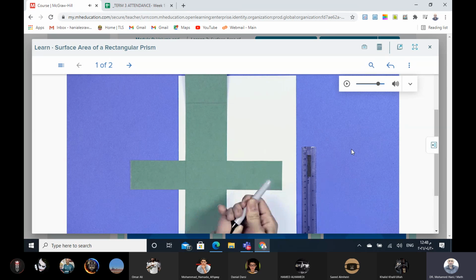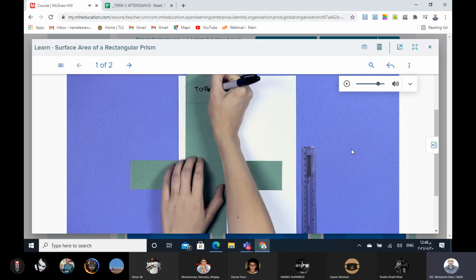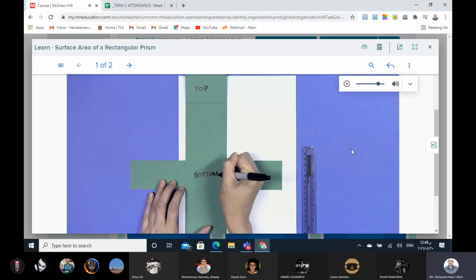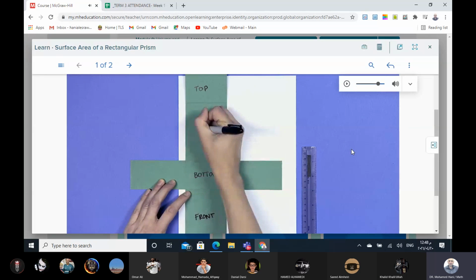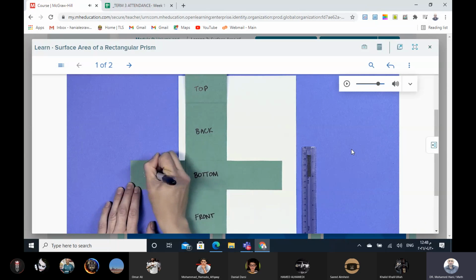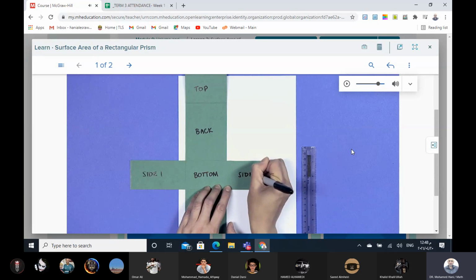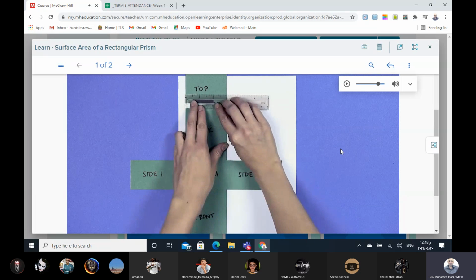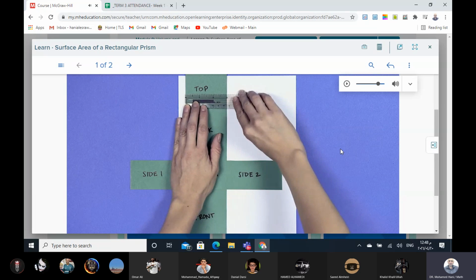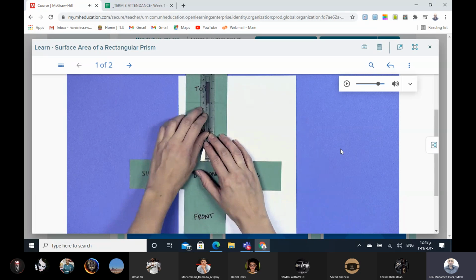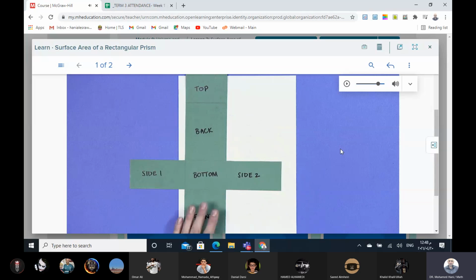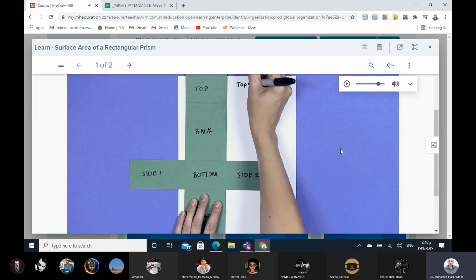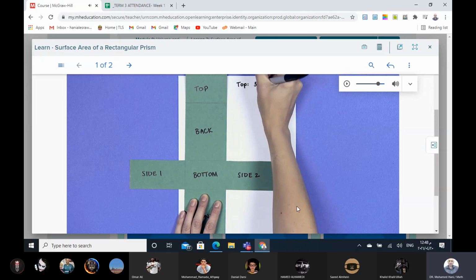Rectangular prism: top, bottom, front, back, side 1, and side 2. Measure the length and width of each face and then calculate the area, beginning with the top. 3 inches by 2 inches. Write the dimensions.